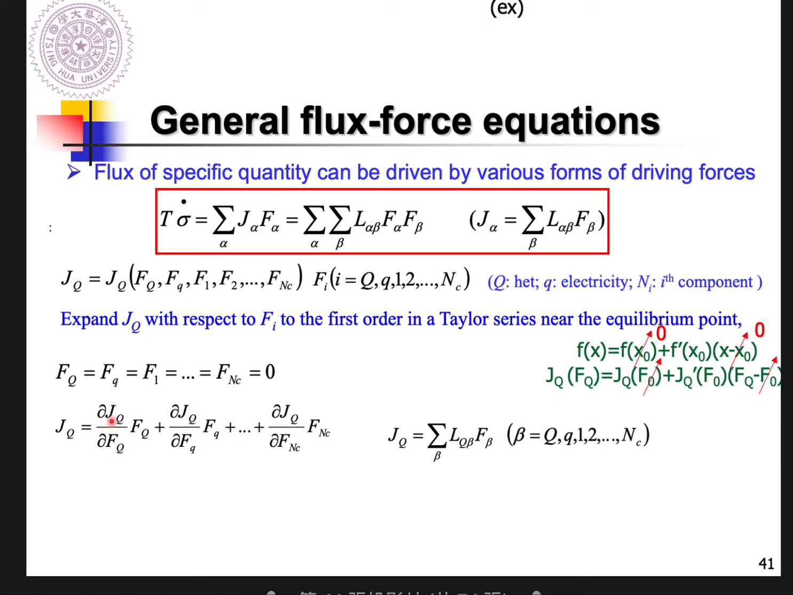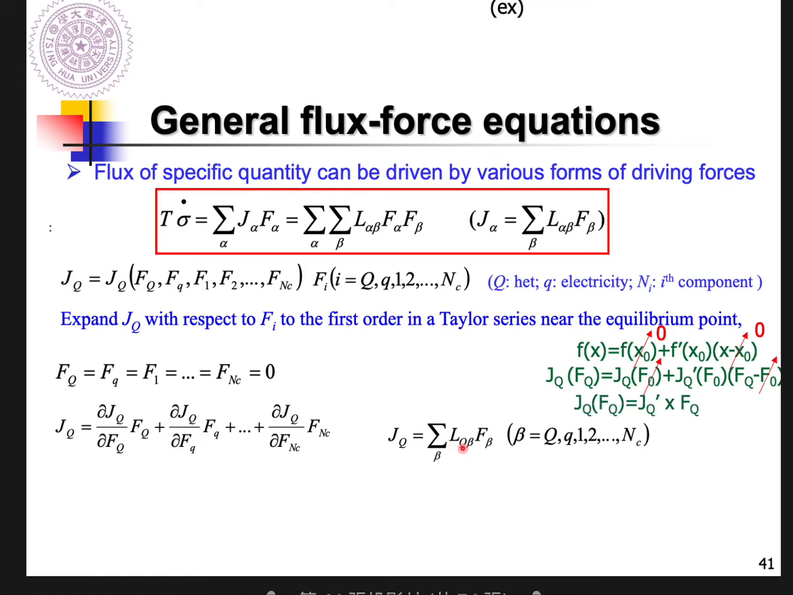in the front we have partial JQ over partial FQ, and we also need to add, if there are other driving forces, for example F small q, then that would be partial JQ partial Fq, right? And this is also the JQ prime, because we do the Taylor expansion on Fq, and so on. So if you consider this one, this can also be equal to the summation of L capital Q beta times F beta, where beta can be capital Q, small q, 1, 2, and so on, all the driving forces applied on the system. And the front term, which we call the coefficient term, is actually this term.